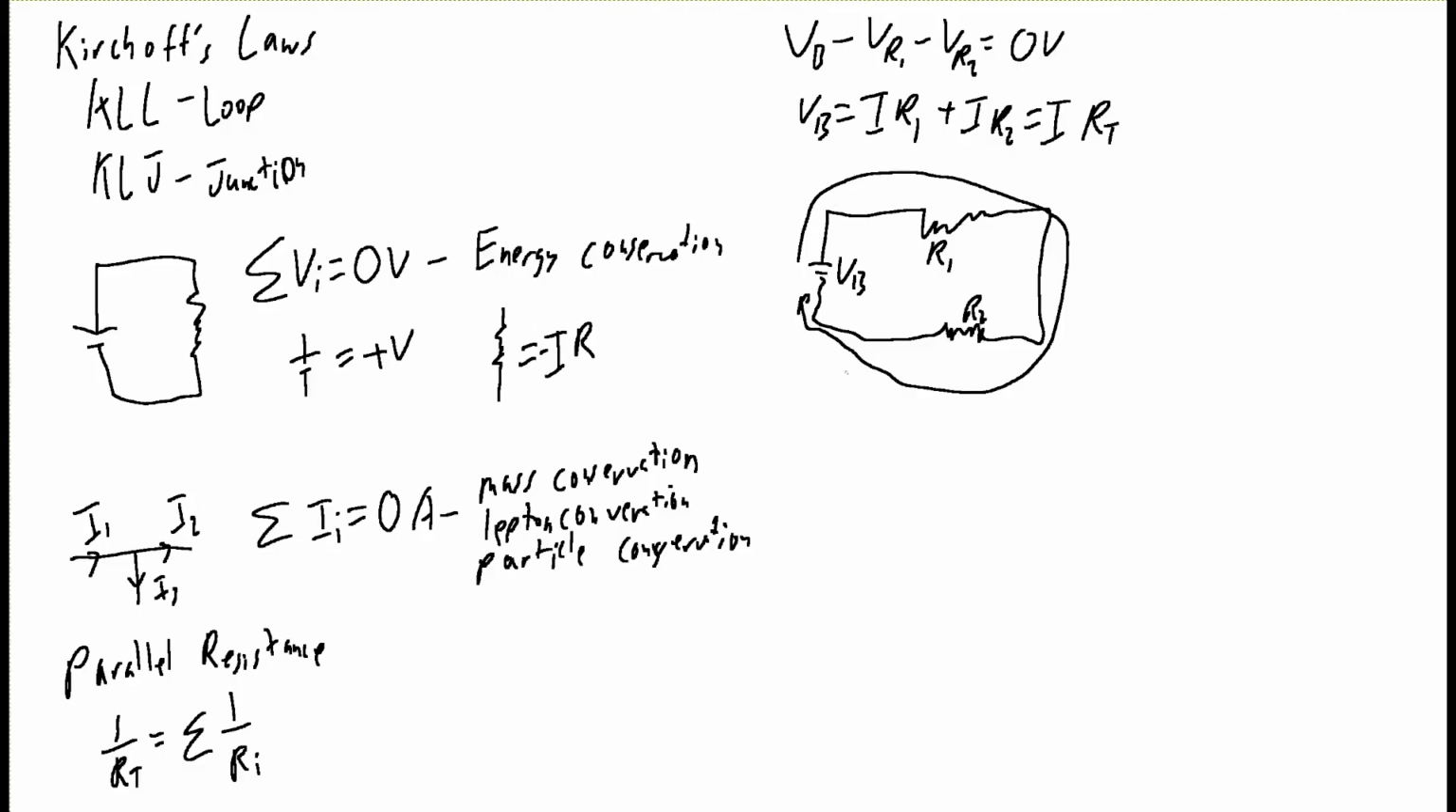Well, that I is the same for the whole circuit. So that means I can factor out the I on both sides, or divide out the I's as necessary. And so it turns out that R1 plus R2 is equal to my total resistance. Okay, so now if we have resistors in series, the total RT must be equal to the sum of all the resistances.